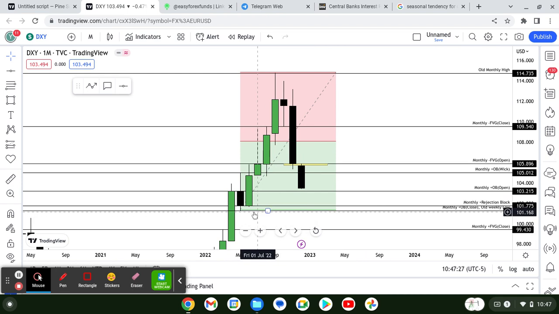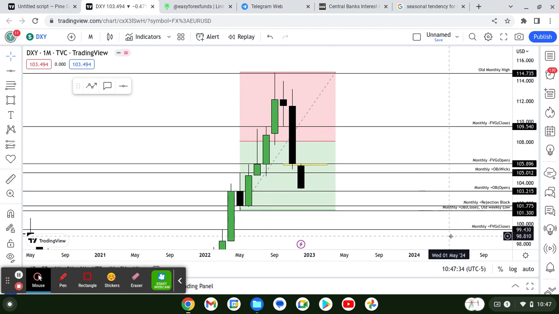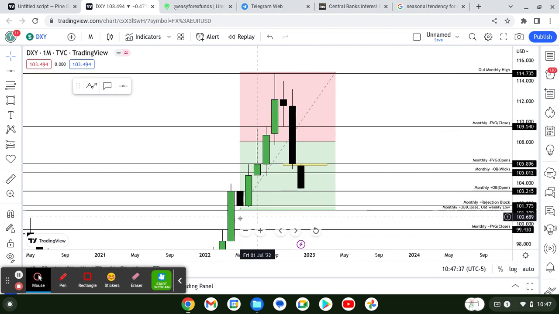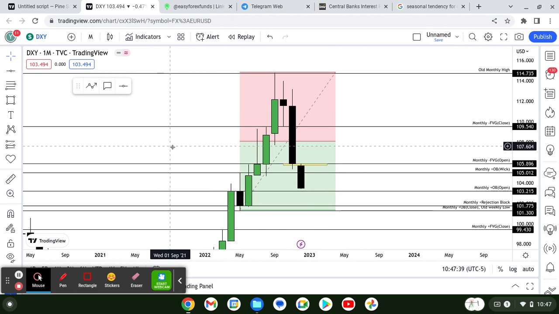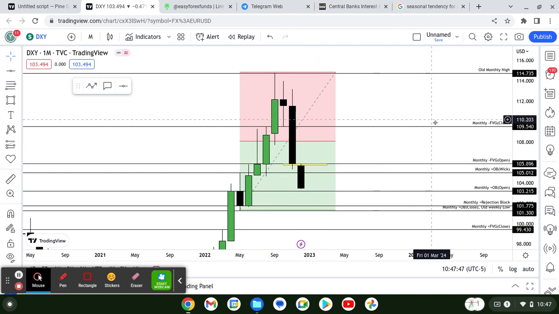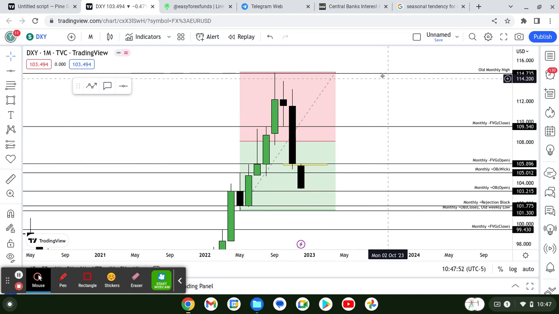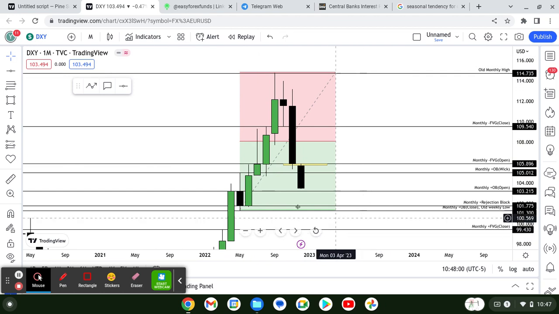And then we have the monthly plus OB close, which is also an old weekly low on the weekly time frame. Then we have the monthly plus FVG close, because this is the fair value gap that's under the range. And then we also have the monthly minus FVG open. So we have this bearish fair value gap, and we have the monthly minus FVG close, which is the close of the fair value gap. And our premium array, our last one, is this old monthly high up here, which is also buy side liquidity. And then we can look at a range. The green is discount, the red is premium.